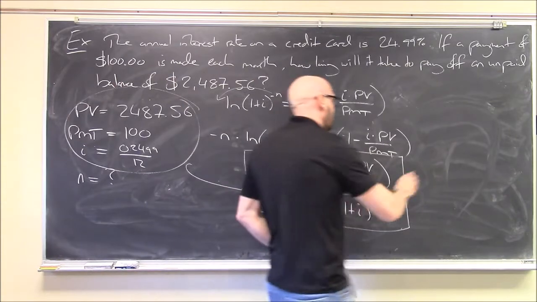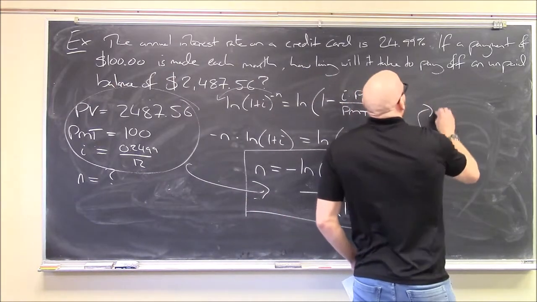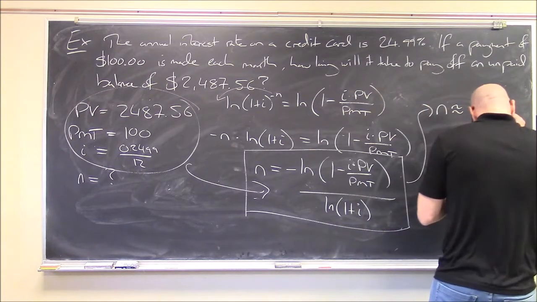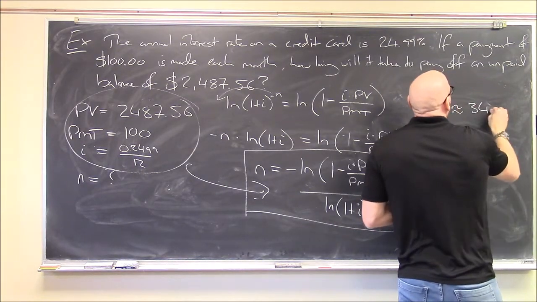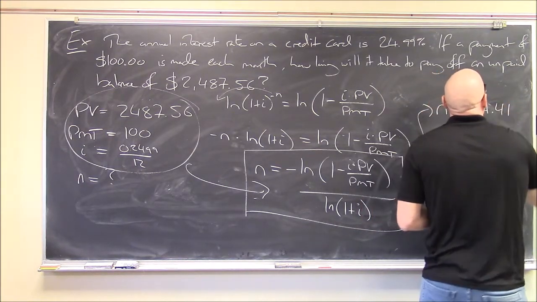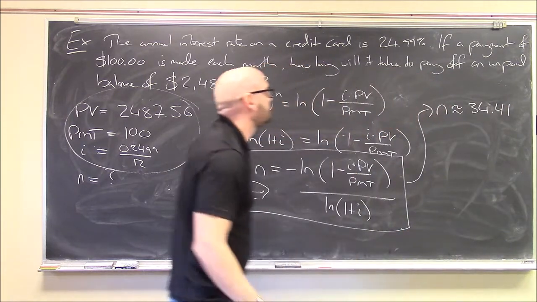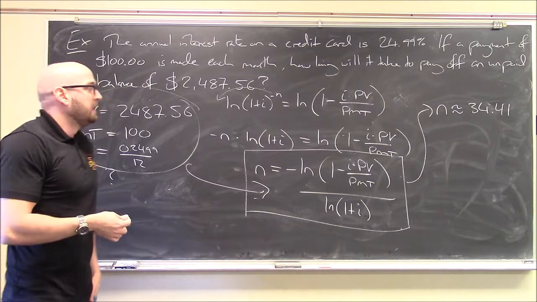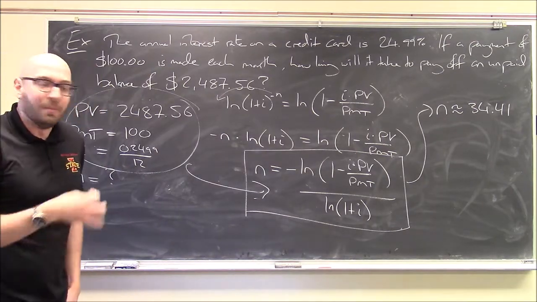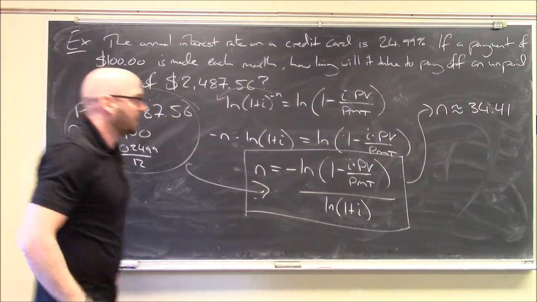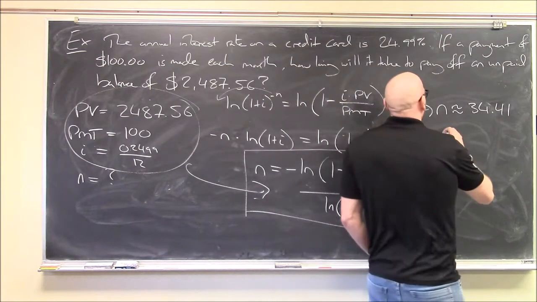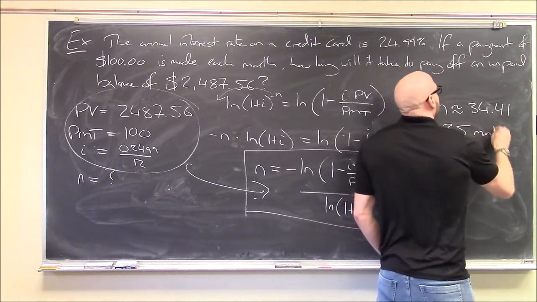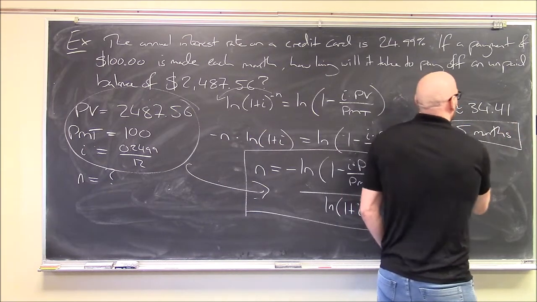Again, I'm being careful not to round until the end, but what I get is n is approximately equal to 34.41. So of course I can't finish paying this off after 34.41 months, so I'm going to round this up to the next closest month, always round up. So our answer is 35 months.